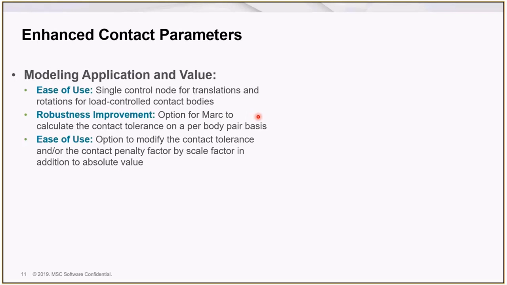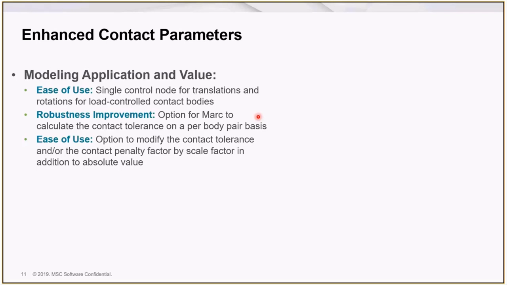From a robustness point of view, contact tolerance is now calculated on a per body pair basis. If you're familiar with contact tolerance, that is really the distance at which it determines that you actually have contact taking place. It was done on a global basis, which means that if you needed a small contact tolerance on particular bodies, but a larger one was better for other bodies based on the Marc default calculation, you got stuck with one or the other. In this situation, now it will calculate on a per body pair basis.